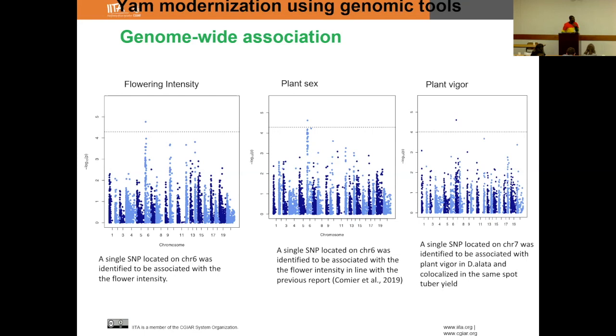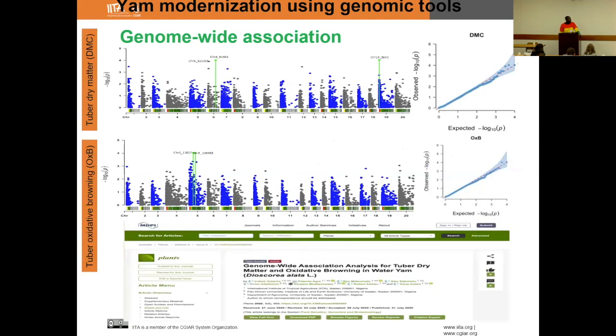The plant sex is very crucial for us because at the early generation it is too difficult to predict the sex. You have to wait almost 3 years to have the information about the sex. So we were able to identify a very good marker that we are using in the breeding program to predict the sex.